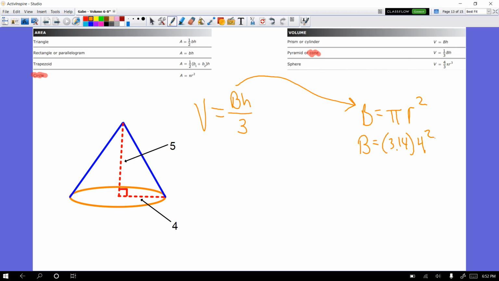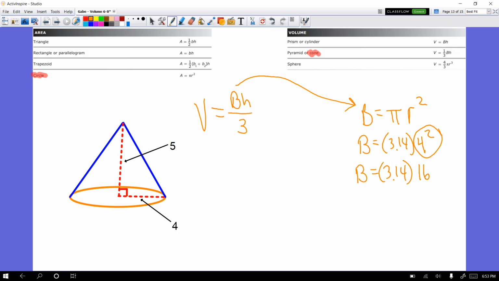So again, whenever you see exponents, you automatically need to go PEMDAS. Do I see parentheses? Yes. 3.14. Is there anything to do in there? No. Then exponents. Yup. 4 squared. That is not 4 times 2. That's 2 4s being multiplied together, not 4 2s. Okay. So B equals 3.14 times 16.